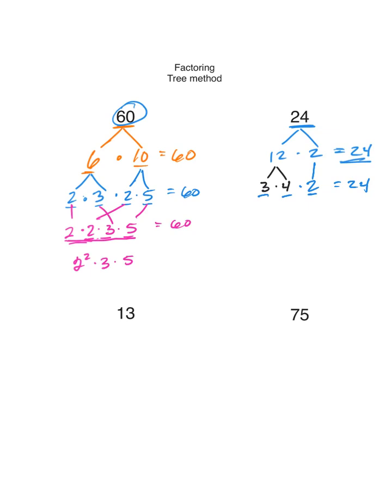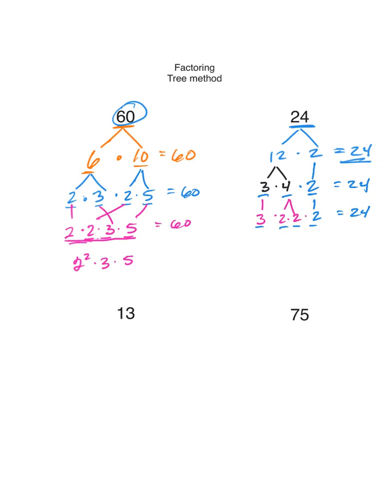Now 3 is prime, so I can keep 3 here. 4 is not prime, but I can break it down to 2 times 2. And then I just keep the 2 coming down. When I check these, I have 3 times 2, which is 6, times 2 is 12, times 2 is 24. When I write out my expanded form, I have to write them out in numeric order. So 2 comes before 3.